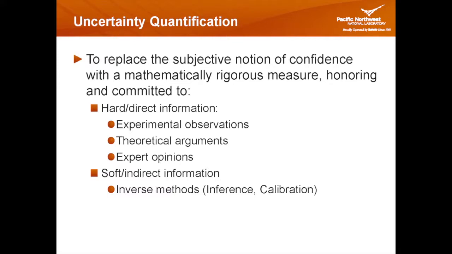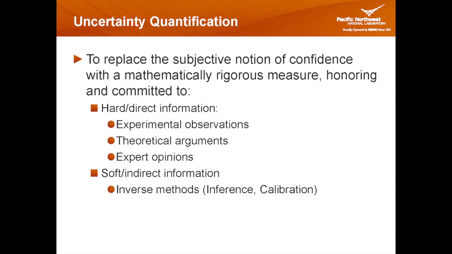To me, quantifying uncertainties, or uncertainty quantification, is to replace the subjective notion, as we saw from the example. It's really subjective in different ways of describing the uncertainties. We don't want to be subjective. We want to use a rigorous mathematical measure for the uncertainty. And this information could be used to define the uncertainty.